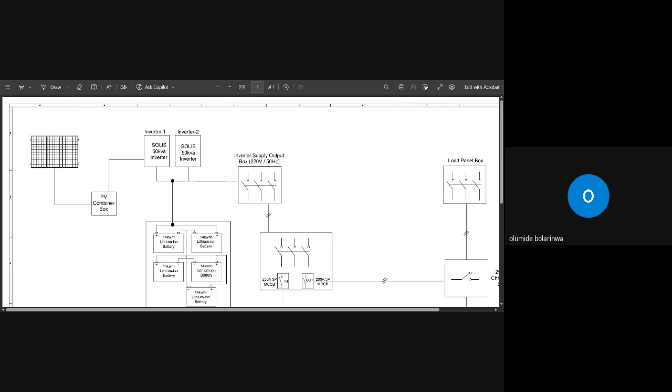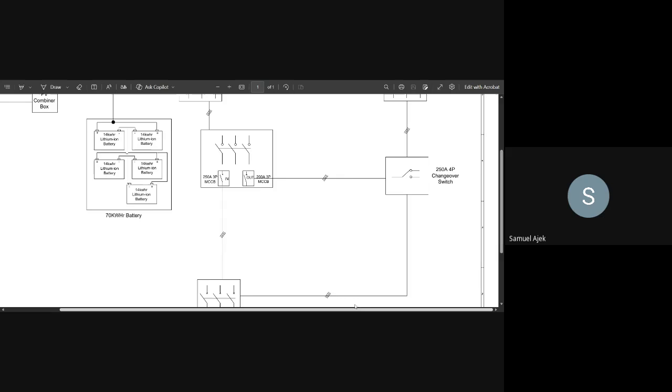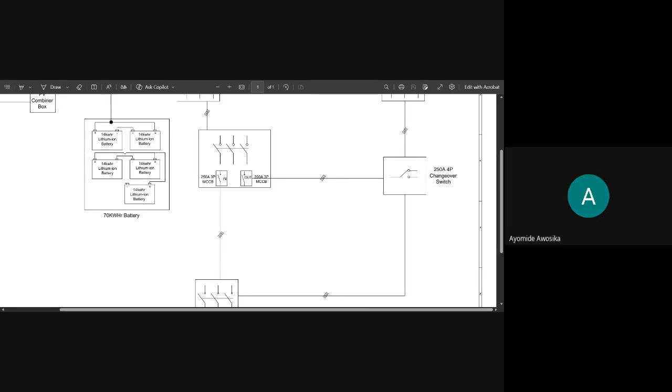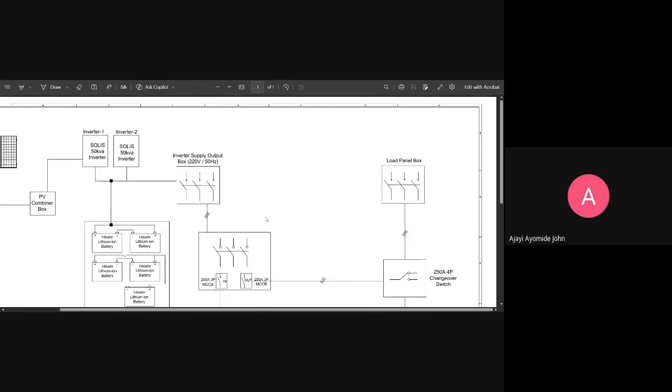What next? Look at our battery. How many batteries are we having? 5. What's the rating of the battery? 14 kilowatts per hour. Okay, 14 kilowatts per hour, giving 40 kilowatts. So what's the next thing we have on this drawing?